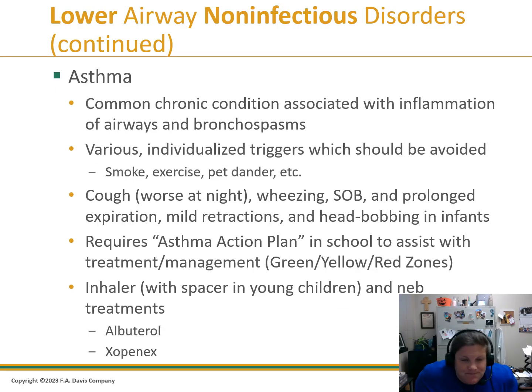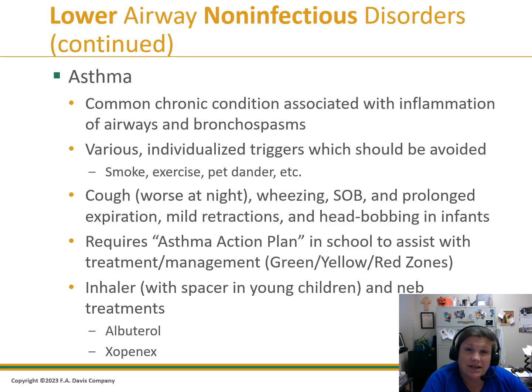Okay, asthma. Asthma is probably the most common chronic respiratory condition that exists in pediatrics. It is associated with inflammation of the airways and specifically bronchospasms. It varies from person to person, and there are different triggers for different people that make it worse. Some examples would be smoke, exercise-induced asthma, pet dander, molds, all of those things. But it's not the same for every person.